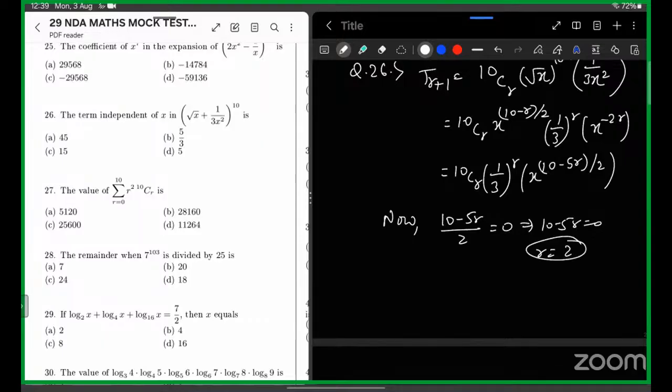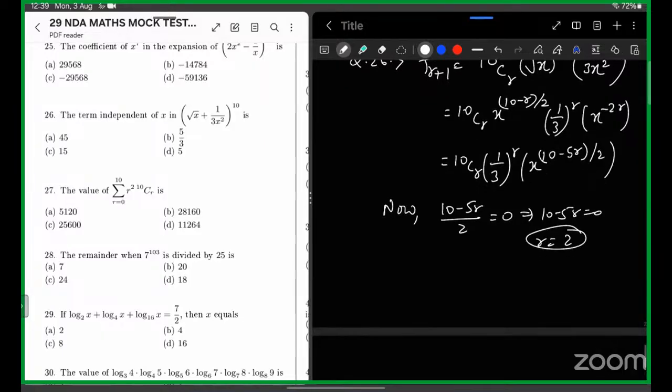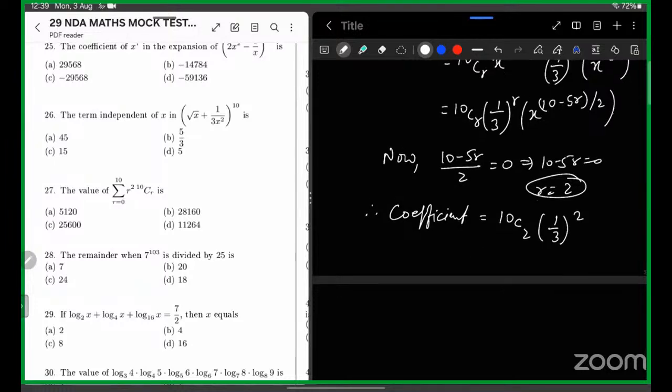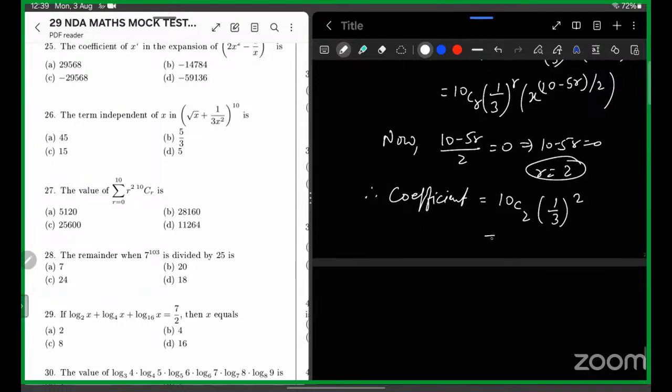Coefficient only they are asking. By mistake, they have written term. Therefore, the coefficient will be equal to 10C2 and then (1/3)^2. The value: 10C2 equals 10 into 9 by 2, that is 45, into 1 upon 9. So we are getting 5. Option D.